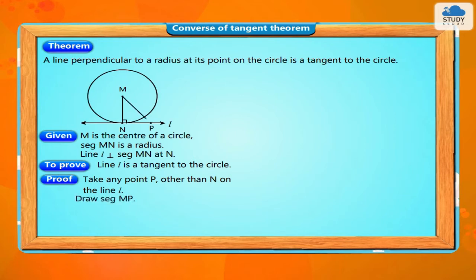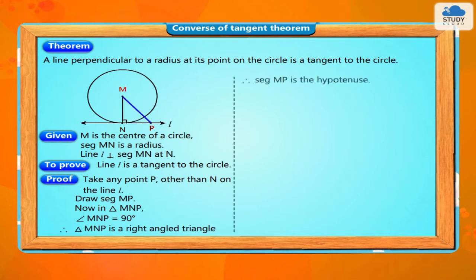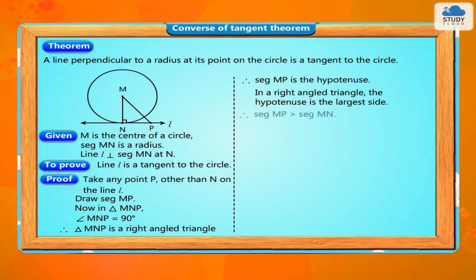Draw segment MP. Now, in triangle MNP, angle MNP is equal to 90 degrees. Therefore, triangle MNP is a right angle triangle. Therefore, segment MP is the hypotenuse. In a right angle triangle, the hypotenuse is the largest side. Therefore, segment MP is greater than segment MN. Therefore, segment MP is greater than the radius.